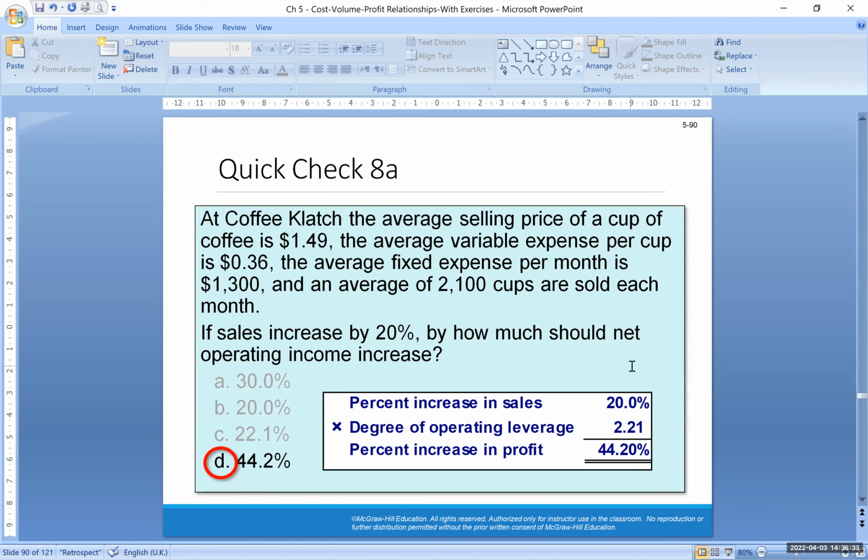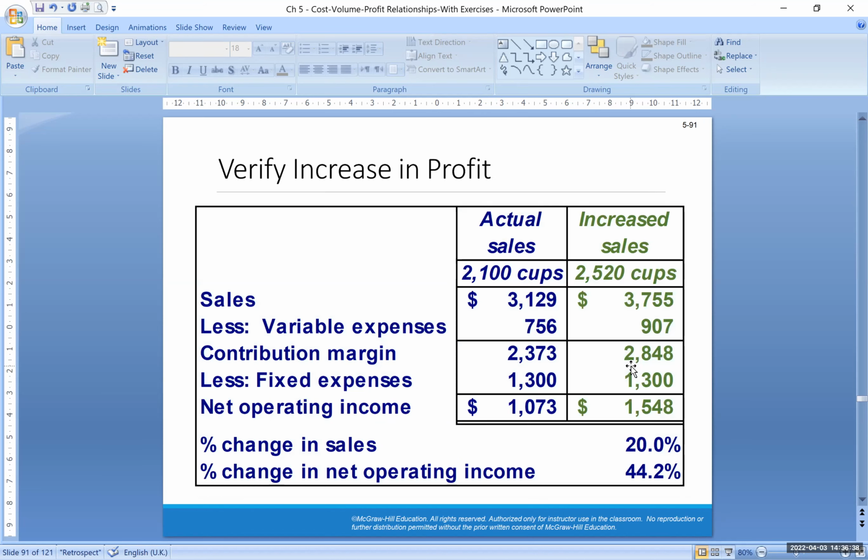Verify. What do we have here? Depending on the statement that we prepared in quiz number 1, we do have 1,073 income. Depending on this as a base, verify that we have an increase in the income of that much, which is 44.2%. Look, the actual sales are 2,100 cups, and we need to increase our sales by 20%.